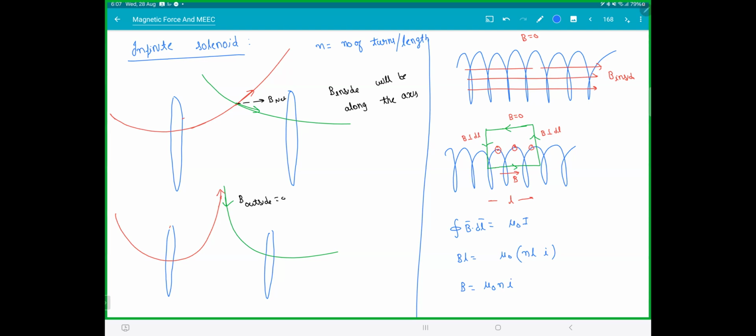Clear? So the diagrams are to prove that inside they will add up horizontally and vertically they'll cancel outside. And then take an Ampere loop and we will say there are N turns inside, where N is nothing but small n into L. These are the number of turns that are crossing the loop, and each loop is carrying current I. Now, the main thing, the results are more important. This is for the HSC derivation. You have to literally write all this story.